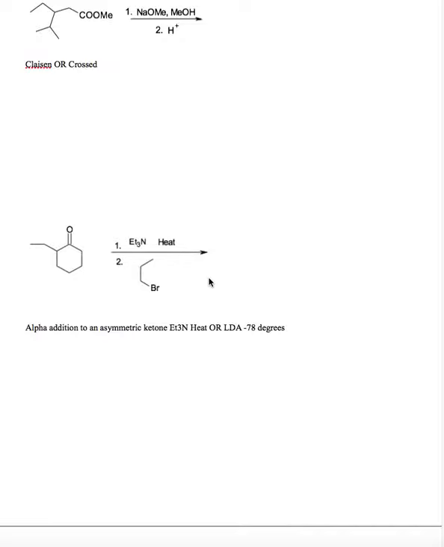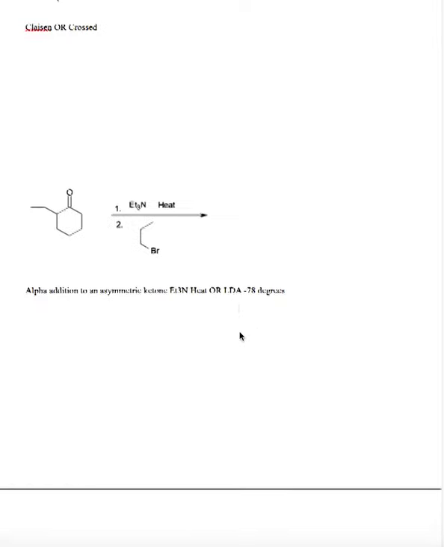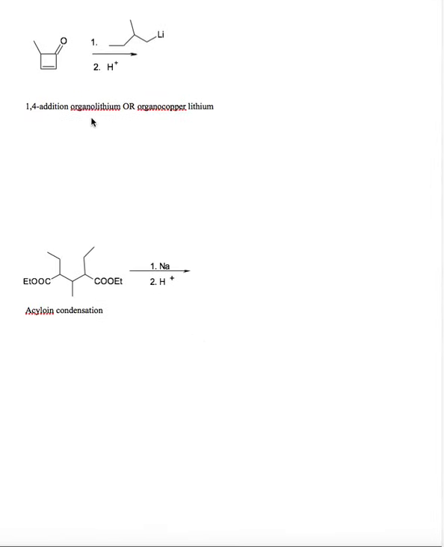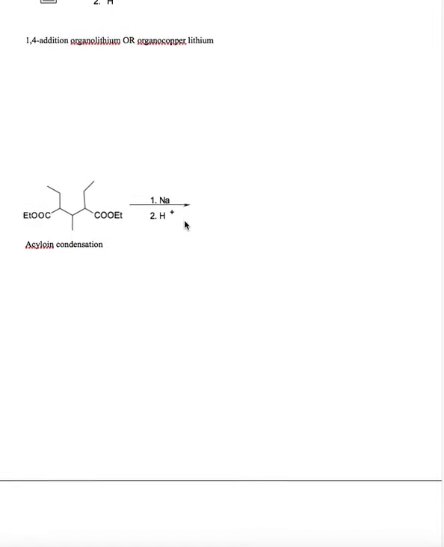But here you can see what you're going to get. So for the first question 1, we'll get a Claisen or crossed Claisen. It's going to be one of these kinds of reactions. The other one you'll get is the alpha addition to an asymmetric ketone, which could involve, like this, Et3N and heat, or LDA at minus 78 degrees. The 1,4 addition could be one that involves an organolithium like this one, or one that involves an organocopper lithium.